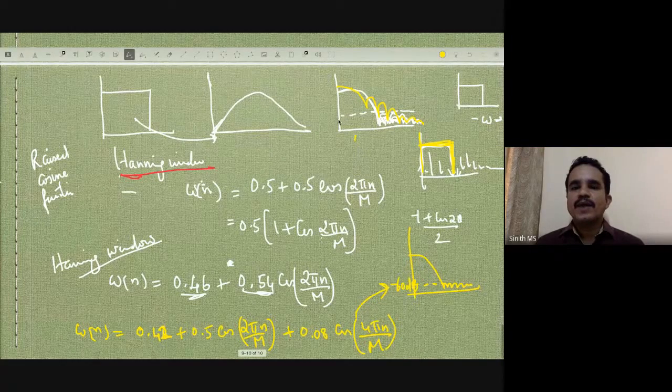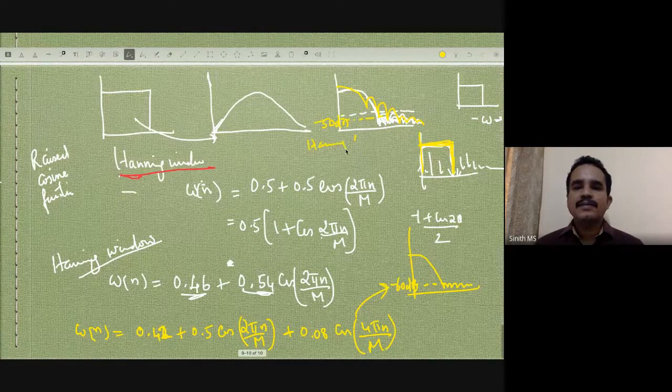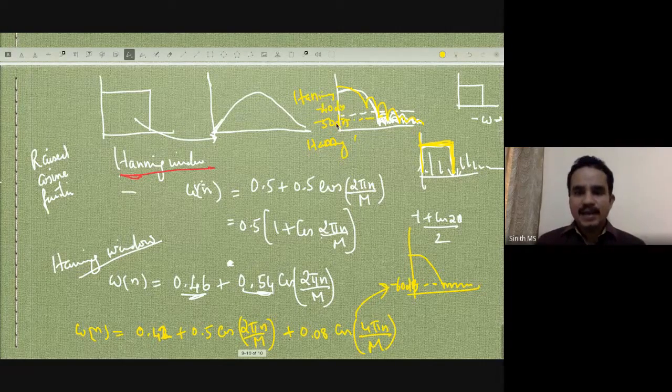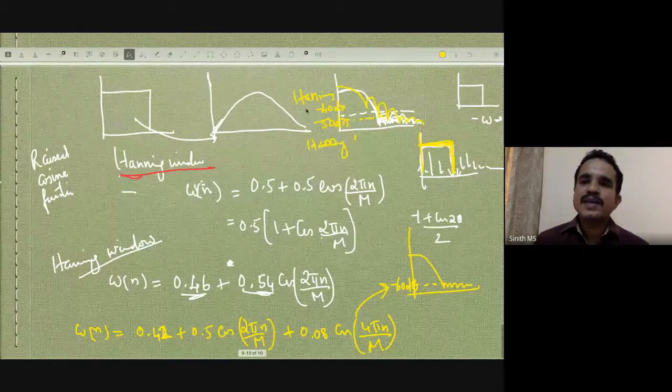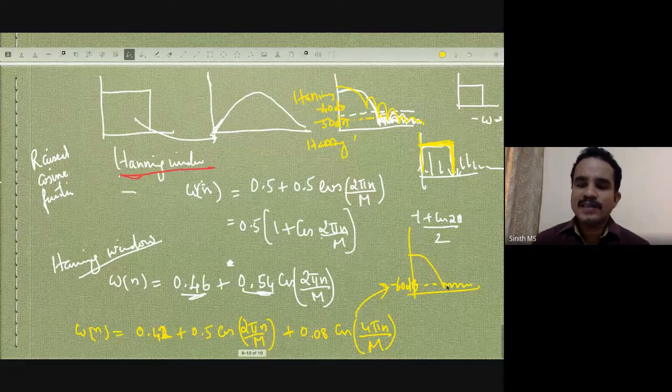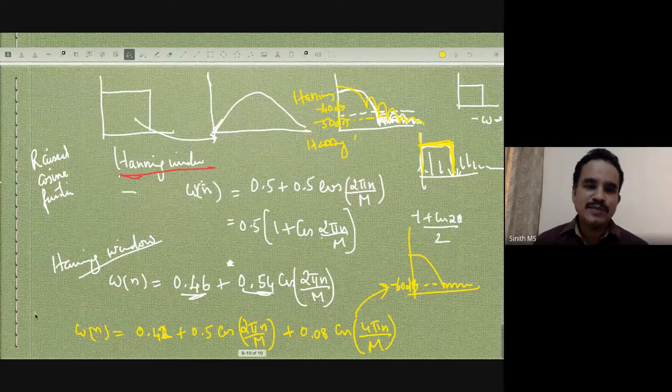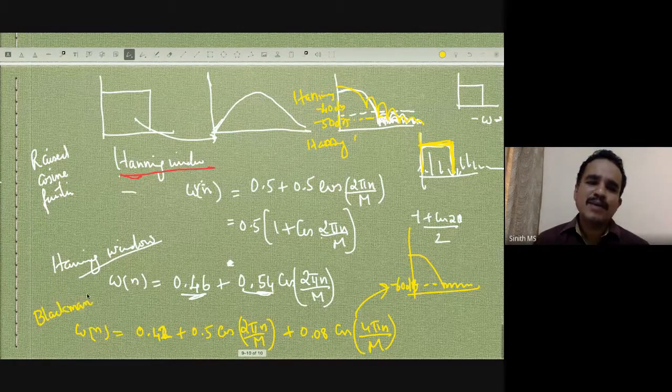While this may be, say, minus 50 dB for Hamming, for Hanning this can be above that, minus 40 dB or something. So like this, if you want to design with more attenuation, you go for this kind of window, which is called the Blackman window.